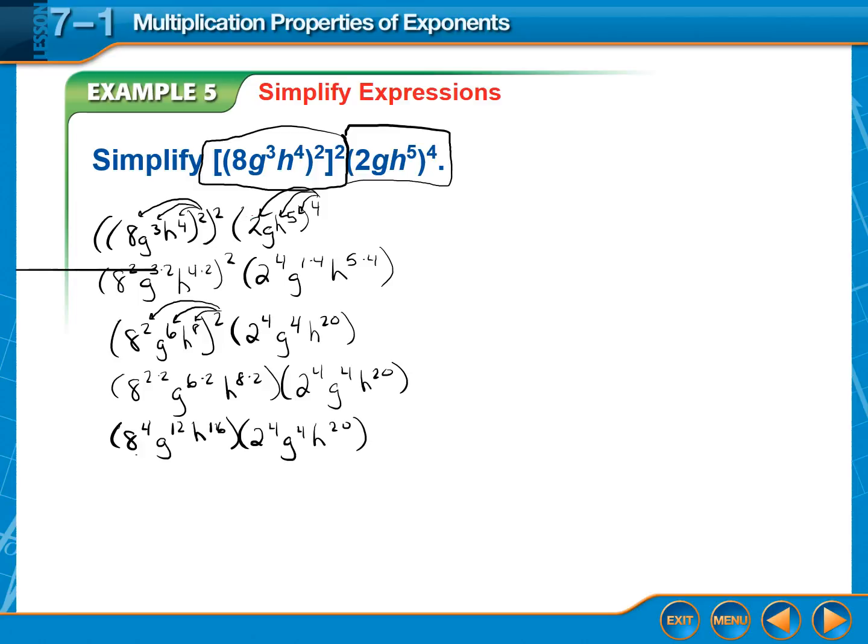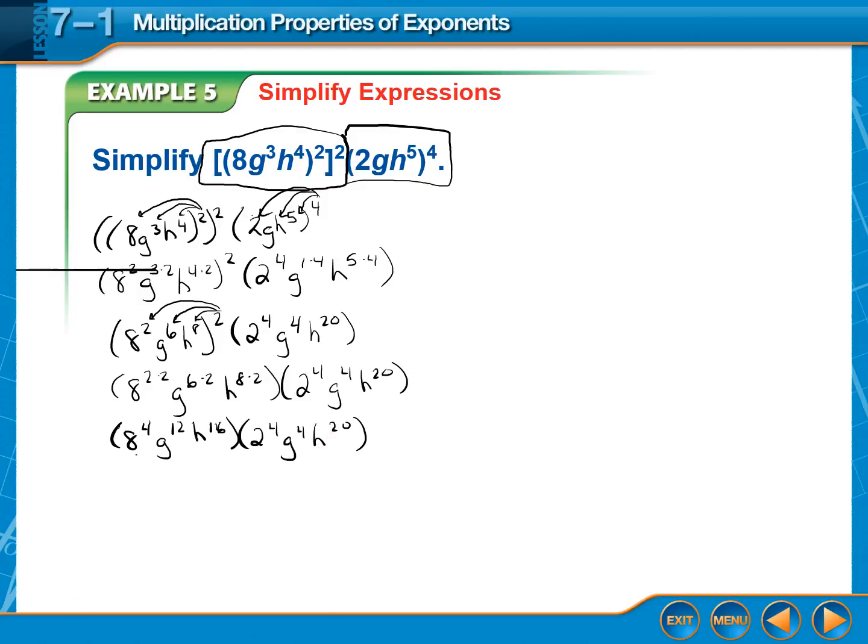So now looking at what we did, we took the original expression here and we simplified it into two different parts. I took 8g to the third h to the fourth, raised it to the second power, and then raised it to the second power again, which gives me 8 to the fourth, g to the 12th, h to the 16th. And the second part, 2gh to the fifth raised to the fourth power, became 2 to the fourth, g to the fourth, h to the 20th.